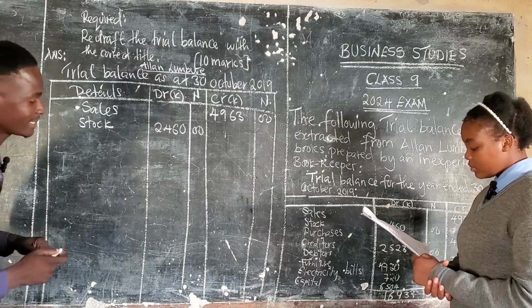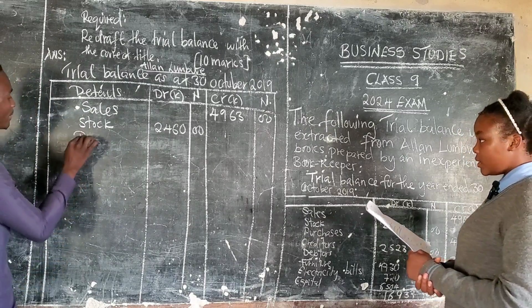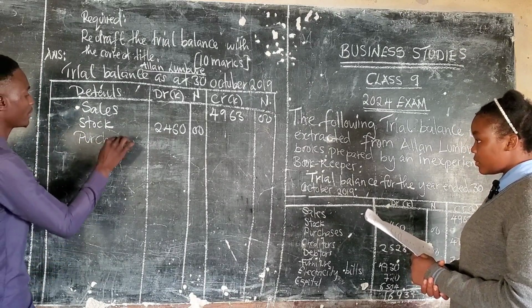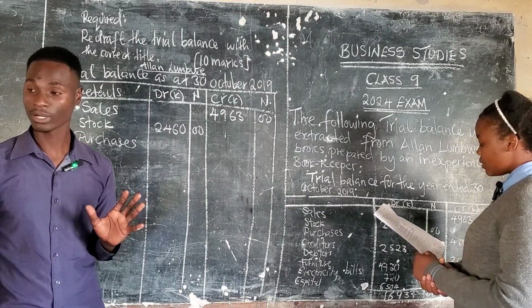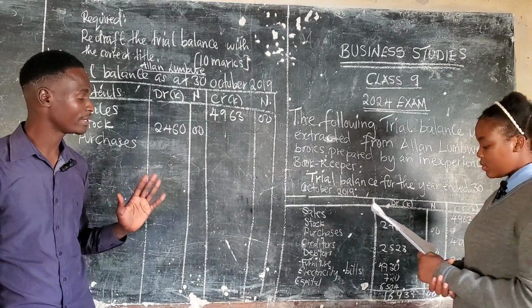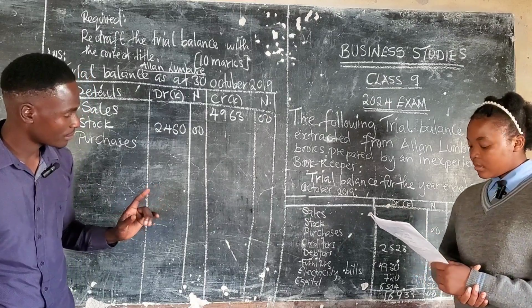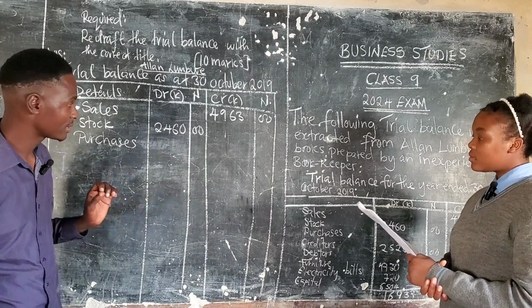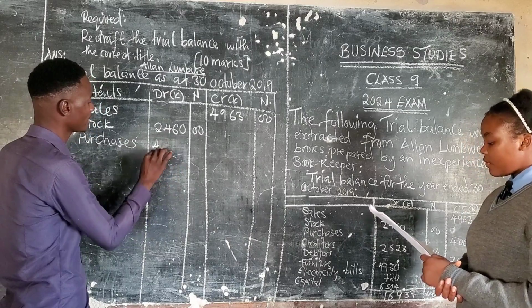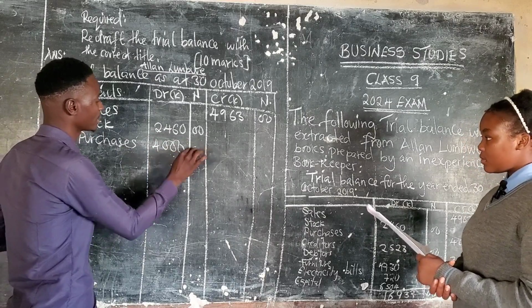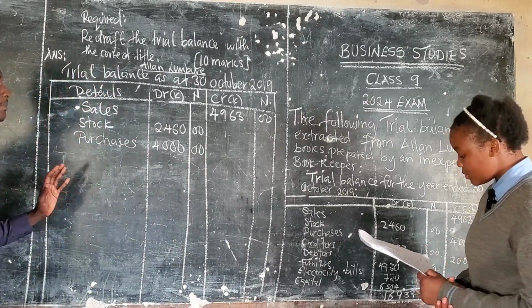Let's go to the third item, which is purchases. Where do we take purchases? On the debit side. This one was wrongly entered by this person. As how much? 4,000.